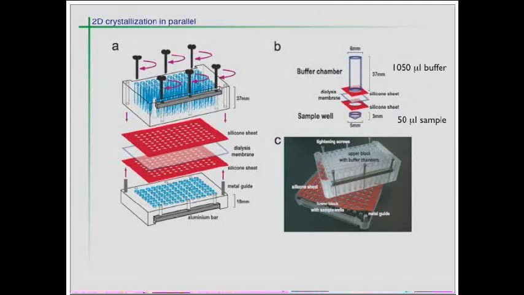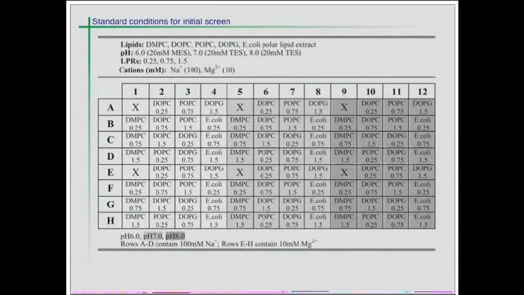We do that currently on this type of device, which is basically a 96-well plate that allows you to have 96 samples dialyzed against 96 independent buffers. The volume that we currently use for the sample is 50 microliters, and it can be dialyzed against 1 milliliter of buffer. These are our standard conditions for the initial screen.